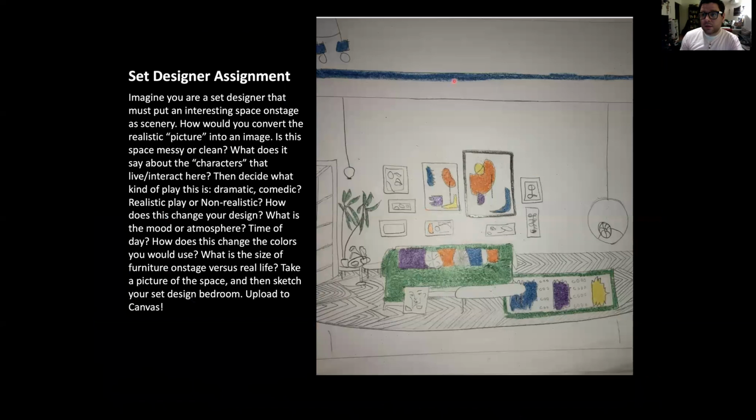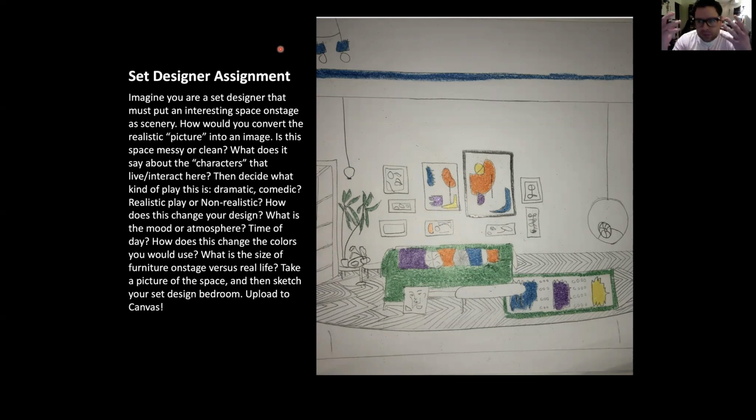Cool. So that concludes our lecture for today. This is what I want for your set design assignment for your homework, and this is going to be due next week, Tuesday. I want you guys to imagine that you're a set designer and that you want to establish an interesting space for this play that you're putting on.